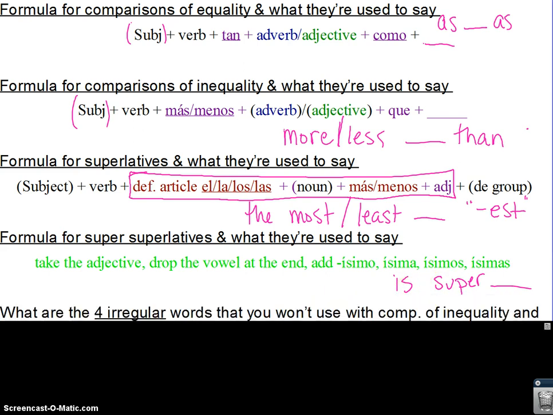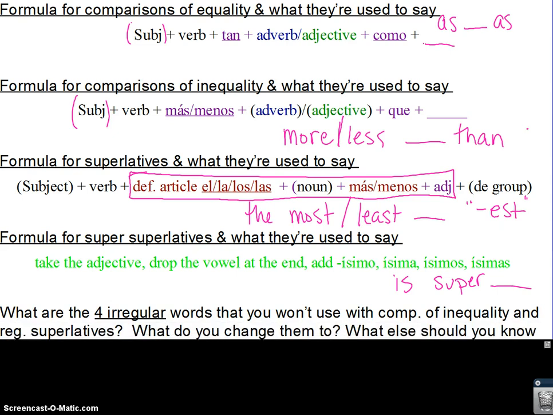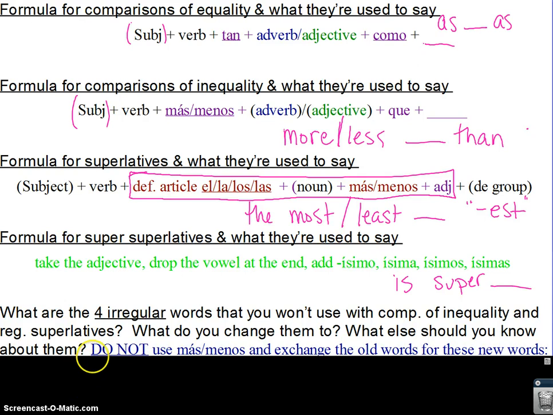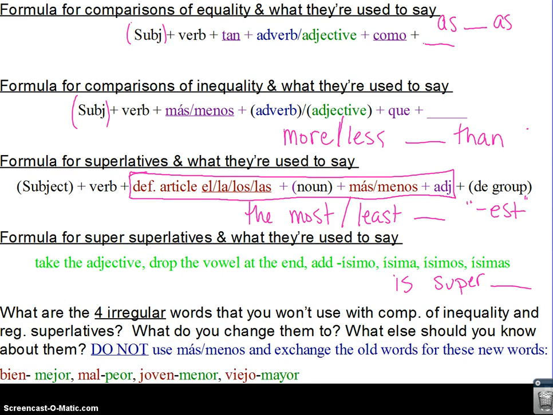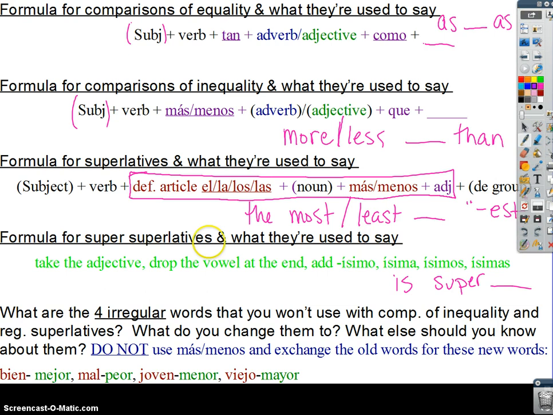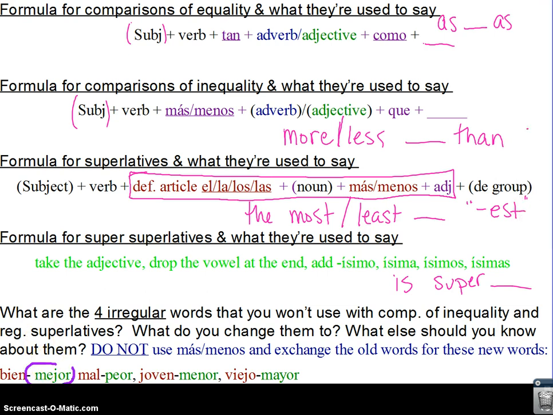What are the four irregular words that you won't use with comparisons of inequality and regular superlatives? What do you change them to, and what else should you know about them? Well, you do not use más o menos with those four, and you exchange the old words for these new words. So you exchange bien for mejor, mal for peor, joven for menor, and viejo for mayor. So the ones that you're using mean better, or if it's in a superlative, best; worse, or worst; younger, or youngest; and older, or oldest.